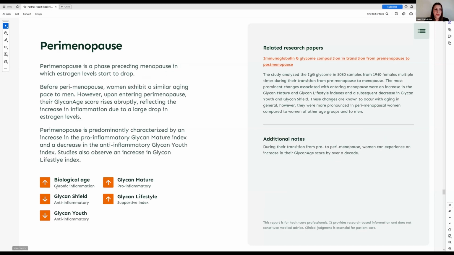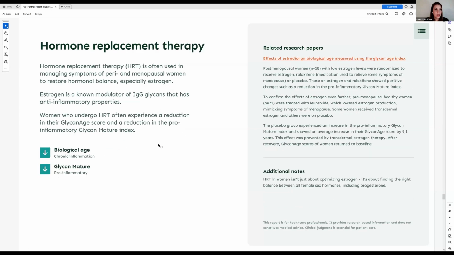I mentioned perimenopause before, and we now have kind of a sum up of all of the changes that occur in this period. We know that with hormone replacement therapy, the overall biological age goes down and the overall pro-inflammatory load decreases. But in practical experience, I can tell you that glycan youth also increases, and in certain cases, even glycan shield increases. And we see a kind of systematic positive change in the glycome, which is oftentimes seen in women who combine hormone replacement therapy with proper care of their lifestyle.